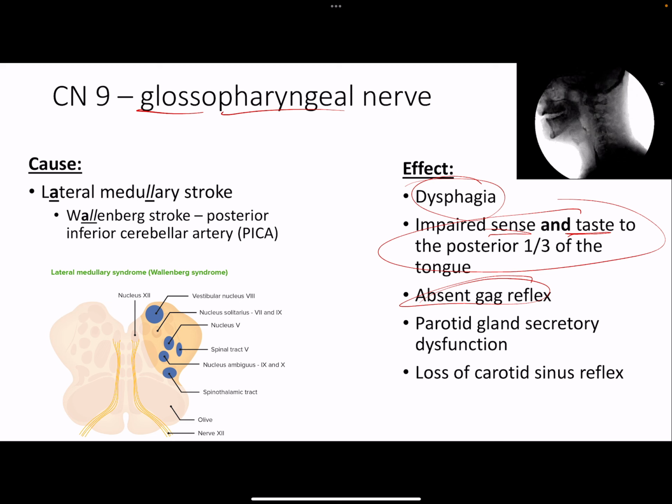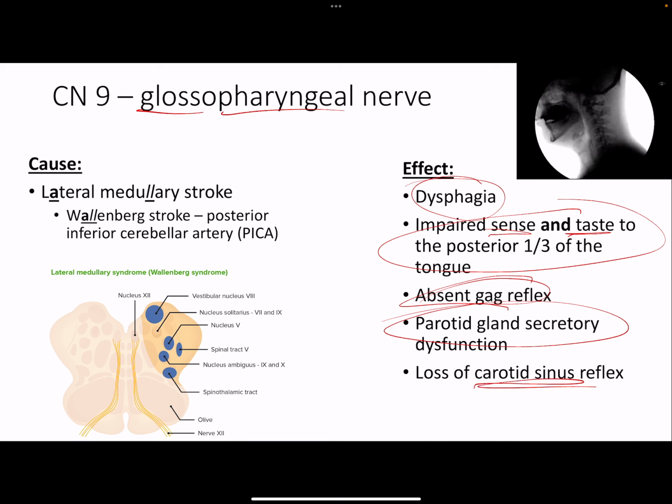Remember, the reflex is usually the smaller numbers for the sensory and then the higher numbers for the efferent, the motor component. So cranial nerve 9 is the sensory, and then in the vagus, cranial nerve 10 is for the motor. The parotid, we said the facial nerve goes through it, but it doesn't supply it. It's the glossopharyngeal which does supply it, so you won't have parotid gland functioning.